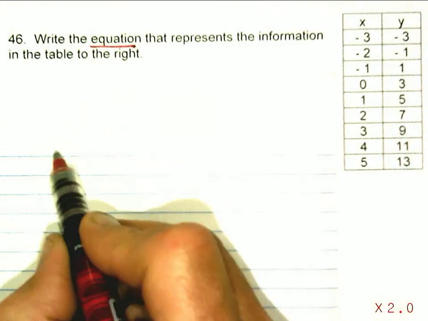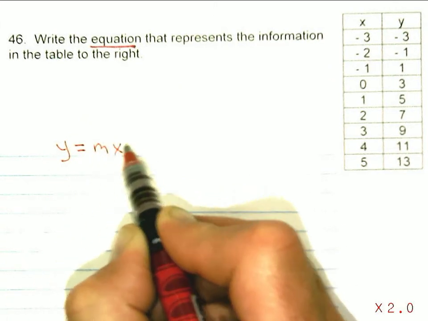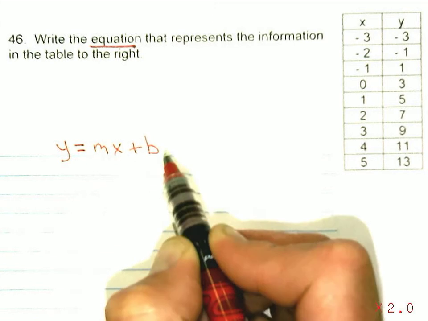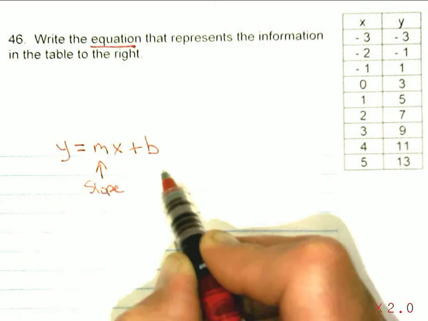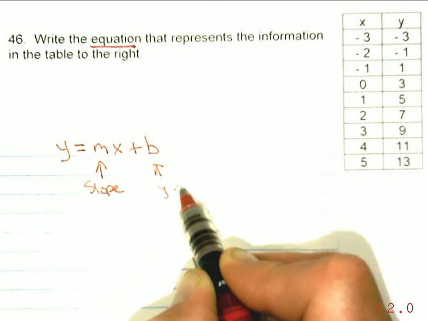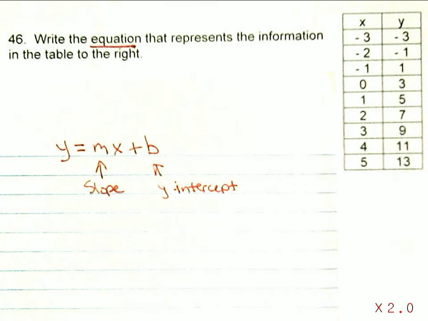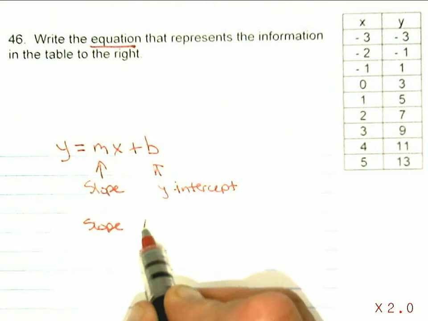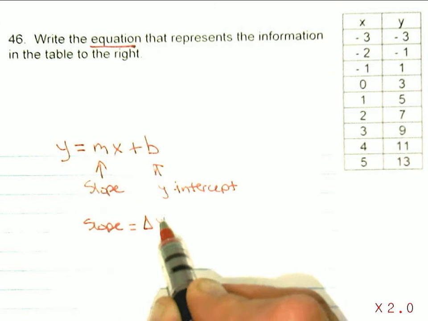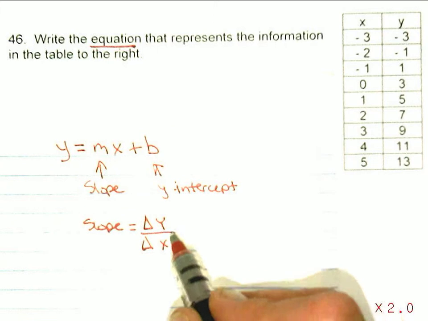So it's a linear equation, which would be in this form: y equals the slope times x plus the y-intercept. Y equals mx plus b, where I need the slope and I need the y-intercept to write the equation for this line. So what I want to do is find the slope, which is the change in the y values compared to the change in the x values. It's always y over x.